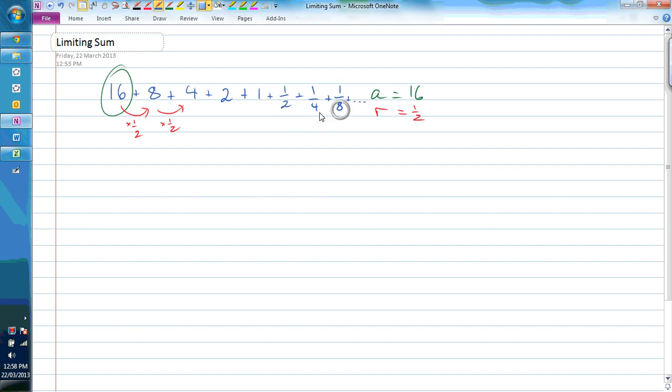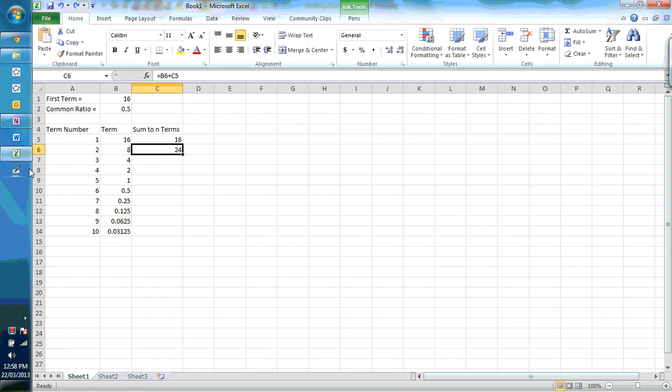Well, we know that they can always get smaller, but will the terms get so small that they won't make much of a difference on the overall sum up to a certain point? So to illustrate this, I've put this series into a spreadsheet. Up here I'm able to specify what the first term is, so the first term of our sequence was 16. The common ratio is a half, or 0.5, and this column tells us what numbered term we're looking at.